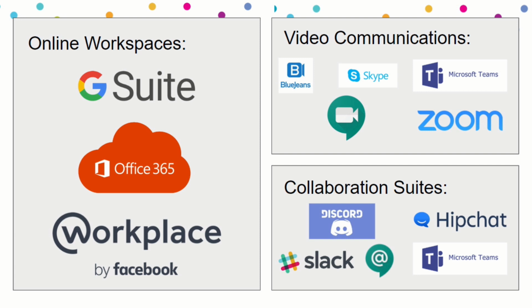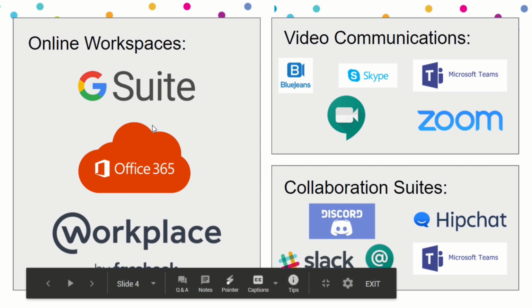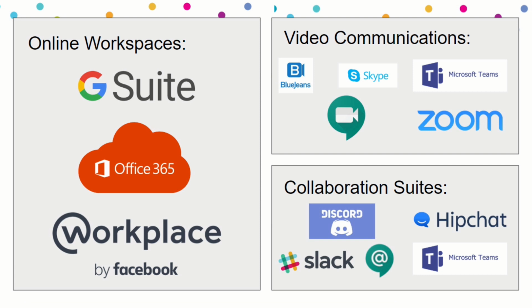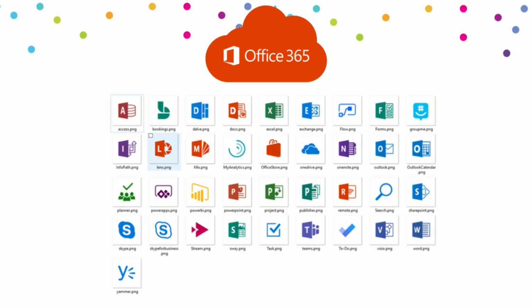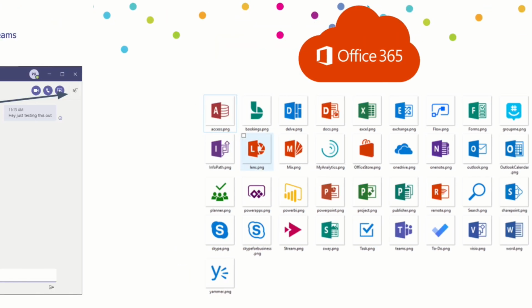So here we go, online workspaces. We looked at Google Meet, which is part of the G Suite. Now we're looking at Microsoft Teams, which is really the glue for collaboration on the Office 365 cloud. It's hard to understate how important Teams is, because Office 365 has so many different applications, yet Teams is really the application that ties it all together.